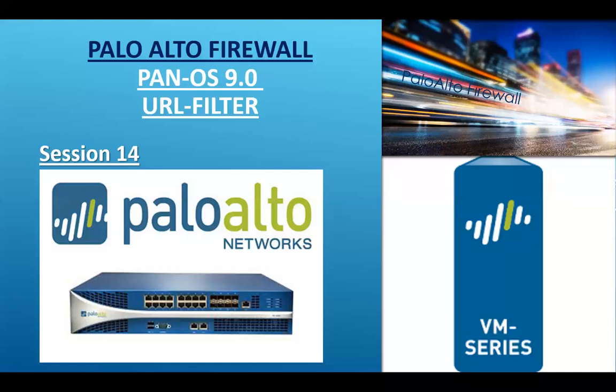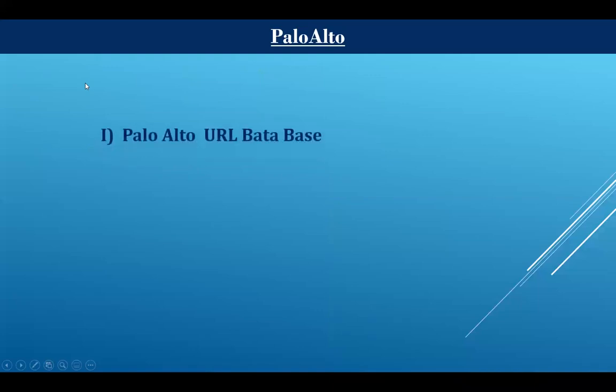In this session, we are going to cover URL filtering. First of all, we will check the Palo Alto URL database. After that, we are going to find which category our website belongs to, like news, gaming, or education. For that, we can use this tester site. After that, we have to create our custom URL category.